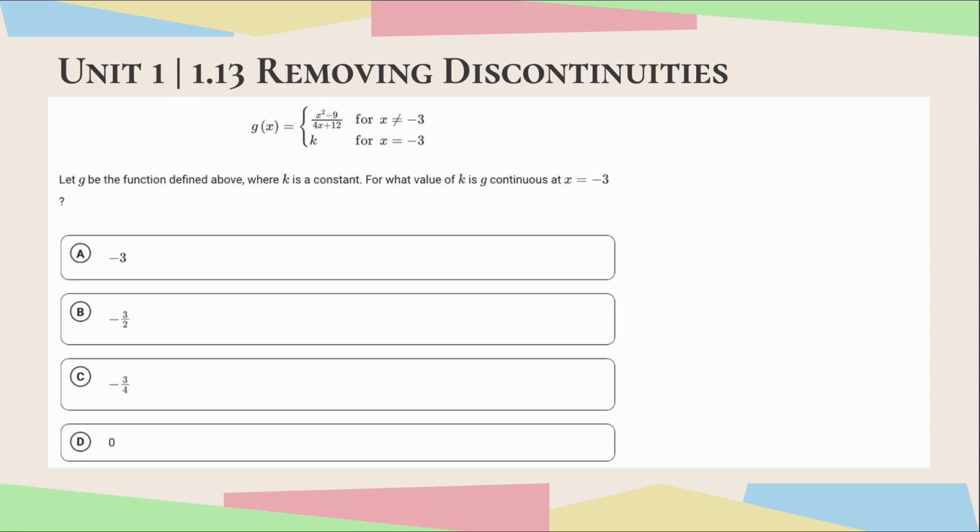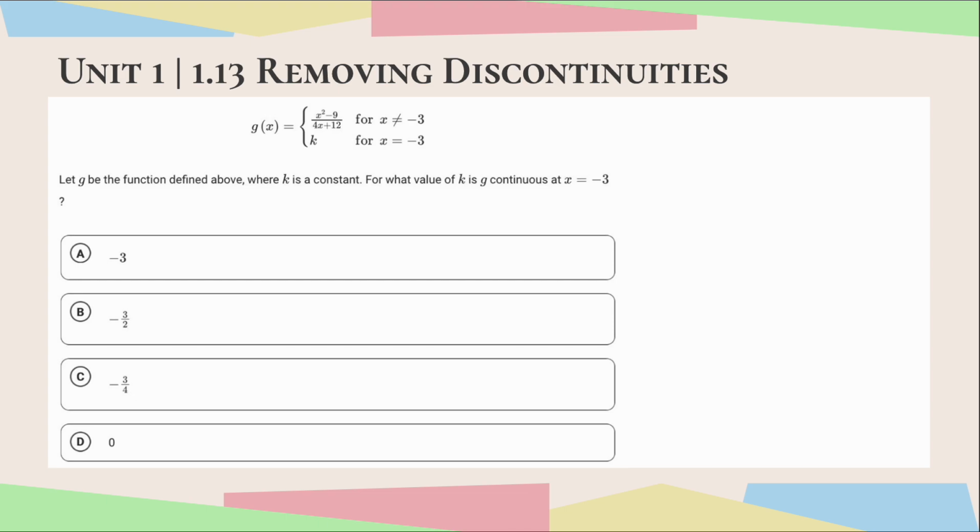Okay, so this is a 1.13 question. This has to do with removing discontinuities. So it says let g be the function defined above where k is a constant. For what values of k is g continuous at x equals -3?